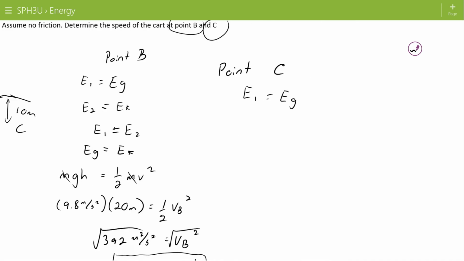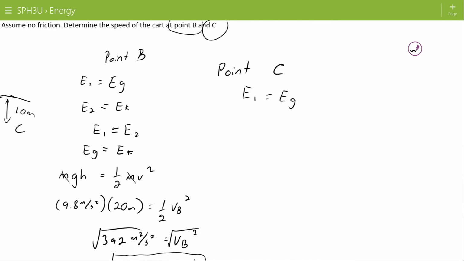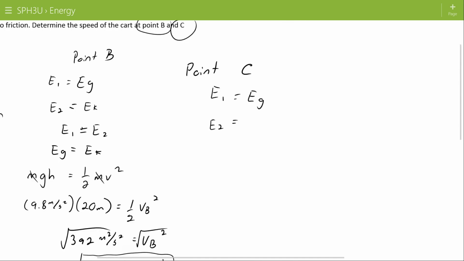E1, my initial energy, is going to be all gravitational potential energy. It's at the top of that 20-meter hill and it's not moving. E2 in this case is going to be a little bit trickier. See, now it's up 10 meters and it's moving for point C. So what that means is that I have some gravitational potential energy. I'm going to call it EG2, and then I'll call this one EG1 just to keep them separate. And it's going to have some kinetic energy.